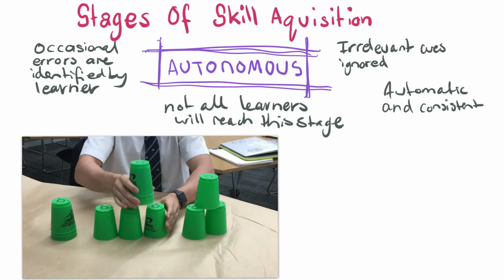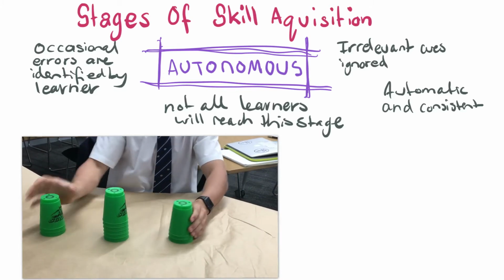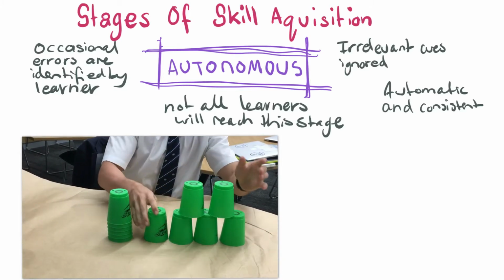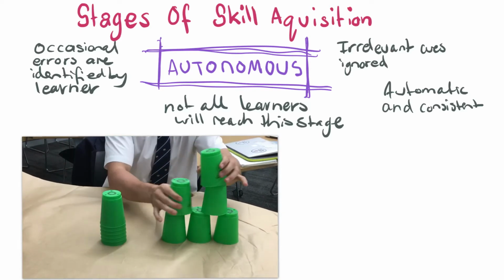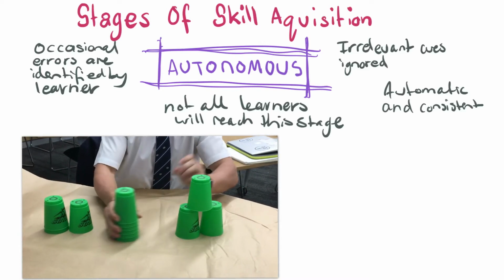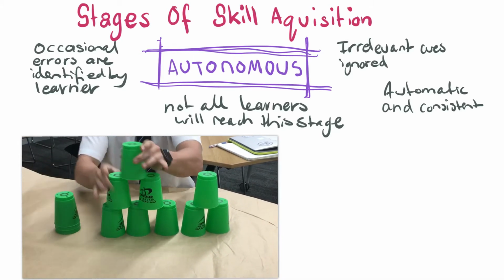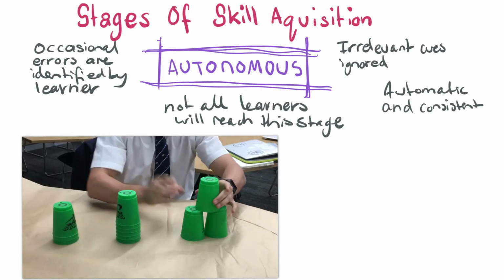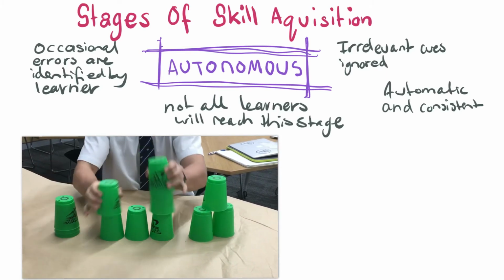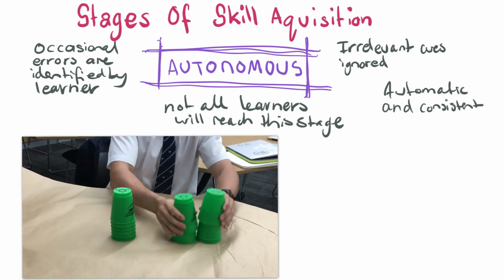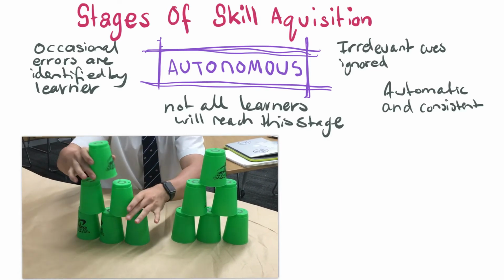By the time a learner gets to the autonomous stage, occasional errors are identified by the learner. They can understand when they're making mistakes and why they're making mistakes. Those irrelevant cues are generally ignored, and their movements are automatic and consistent. Now, again, it's important to understand that not all learners will progress to the autonomous stage, and some may never even progress beyond the cognitive stage. Things like insufficient quality of practice time, lack of motivation, poor attitude, incorrect instruction or poor feedback are some factors that may influence the level of skill required to get to this autonomous stage.